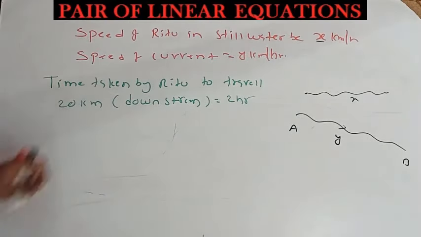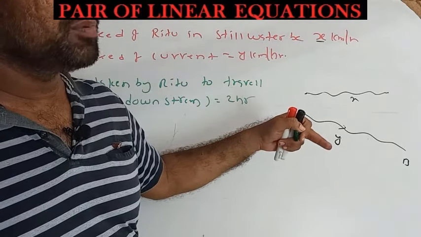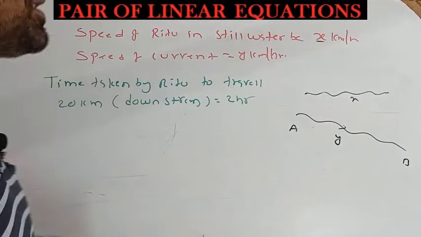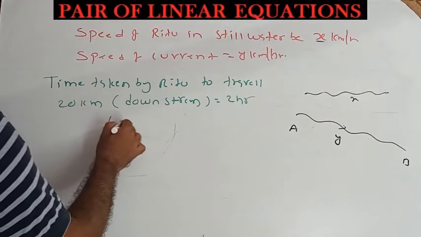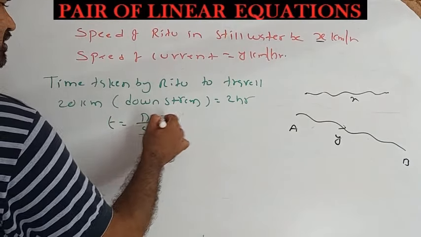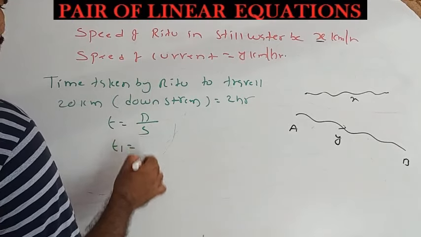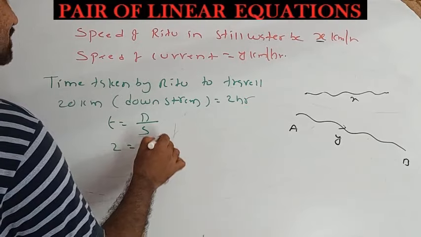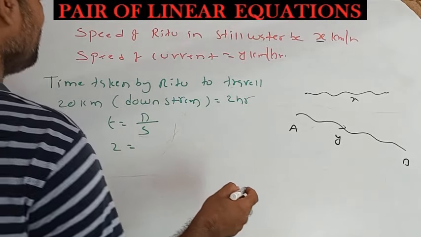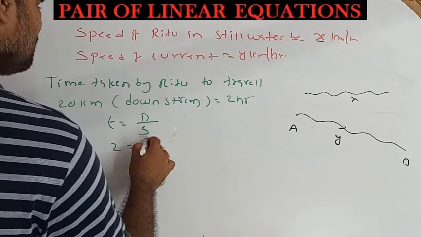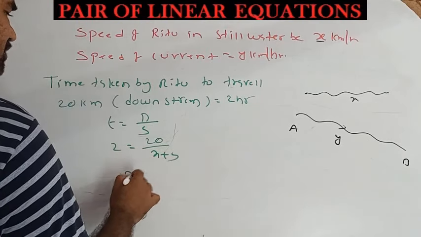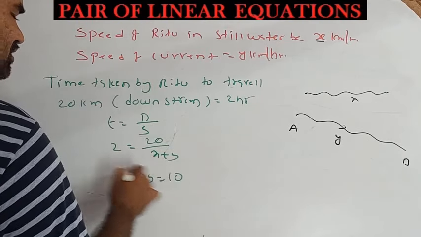Now downstream means Ritu's actual speed is x and the current speed is y. In that situation her speed becomes x + y. So time equals distance by speed. Time t1 is already given as 2. The distance is 20 kilometers, divided by the speed x + y. So x + y = 10. This is the first equation.